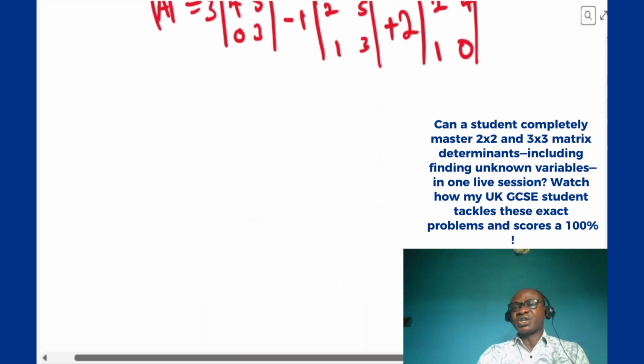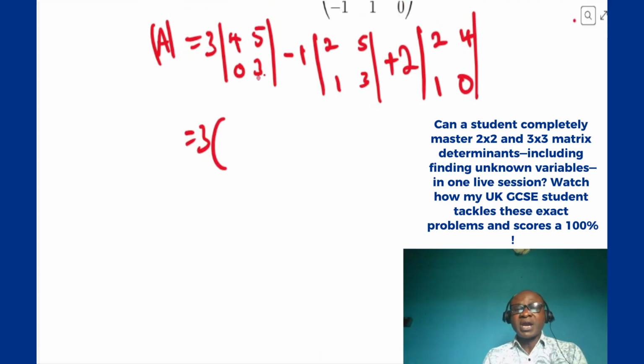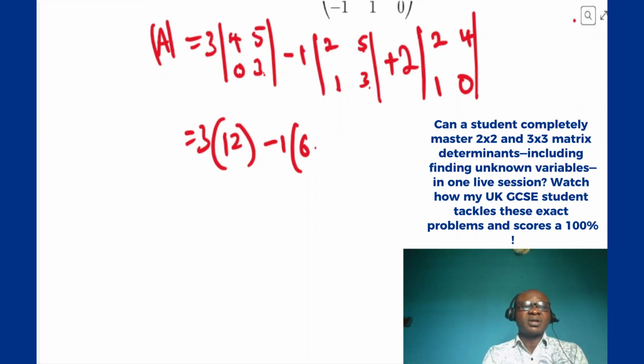So what I will now do next is like this, 3. Then I come here. 4 multiplied by 3 will give me 12. And 0 multiplied by 5 will give me 0. So 12 minus 0 will give me 12. Do you understand? Yes, sir. Next, I have minus into 2 multiplied by 3, which gives 6. And then 1 multiplied by 5 will give me 5. That is now 6 minus 5 is 1. It's 1. Okay, yeah. And you understood why it is 1.